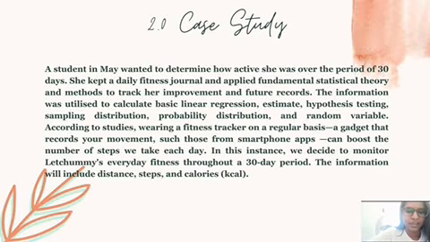Case study. A student in May wanted to determine how active she was over the period of 30 days. She kept a daily fitness journal and applied fundamental statistical theory and methods to track her improvement and future records. The information was utilized to calculate basic linear regression, estimate hypothesis testing, sampling distribution, probability distribution, and random variable.